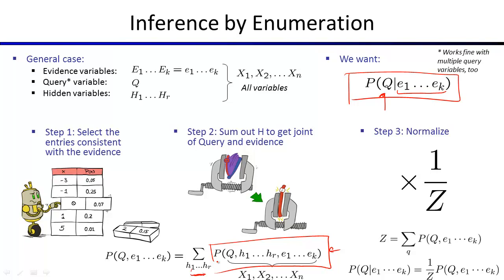The beauty of this procedure is its generality. It always works. No matter what probabilistic inference query you're asked to answer, if you build a joint distribution and then use this procedure, you get an answer.